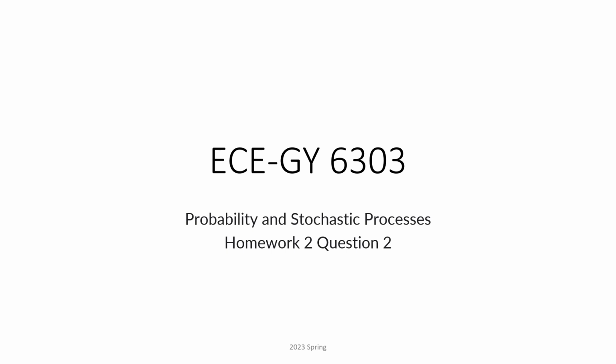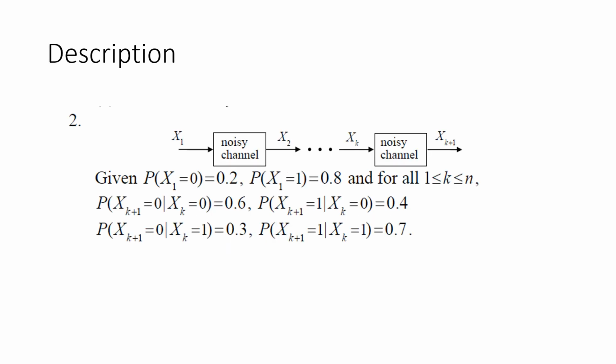Hello everyone. In this video, I will discuss question 2 in the second homework. If you see my older video, you will find it's very similar to question 3 in the first homework. Let's see the problem first. So there are several noise channels, and they may change the signal or not. And we are wondering, given the probabilities, what result we will get at xn.